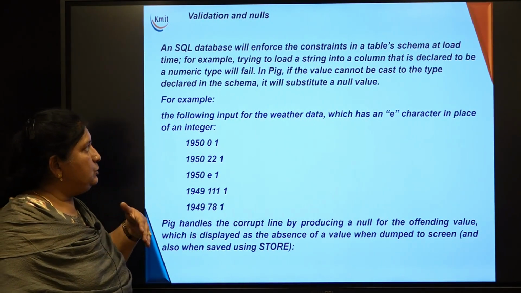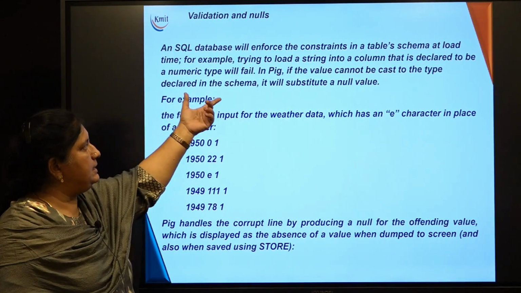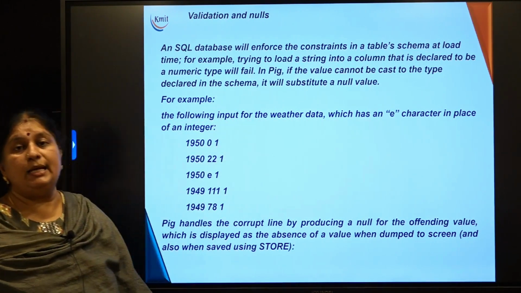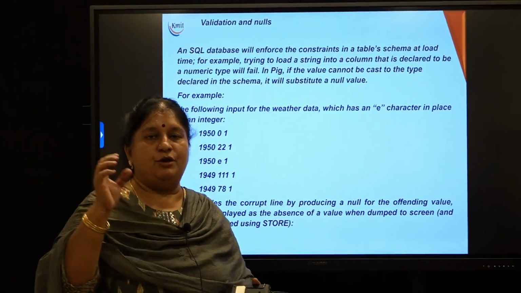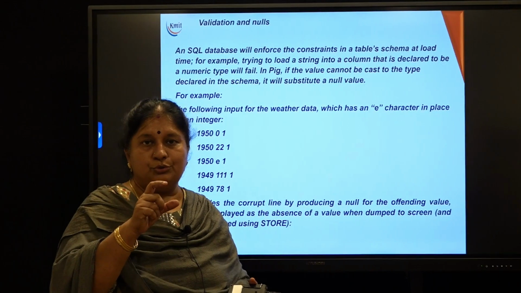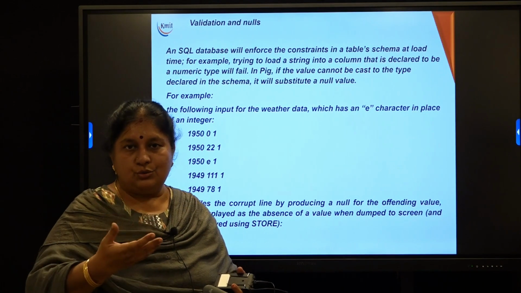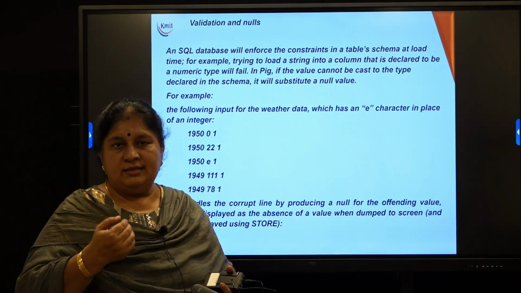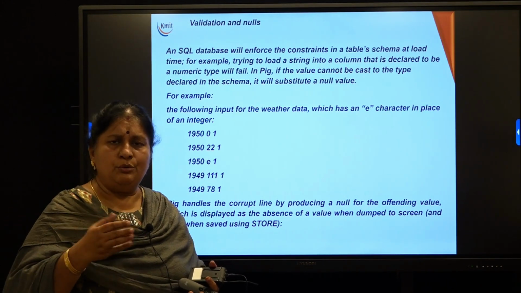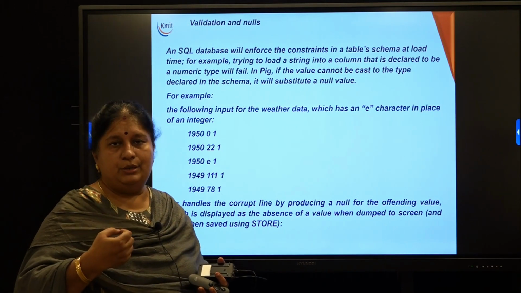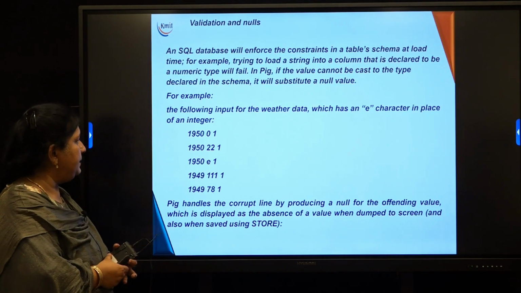Now what is PIG doing? In PIG, if the value cannot be cast to the type declared in the schema, it will substitute it with a null value. This is the major difference between SQL and PIG. When you are working with SQL, if you are trying to store one data type value into another data type and it cannot store it, it will throw an error. On the other hand, in PIG, if it can do the typecasting, it will do it. If it cannot, it will substitute the value with a null value, right? Now try to see this with an example.